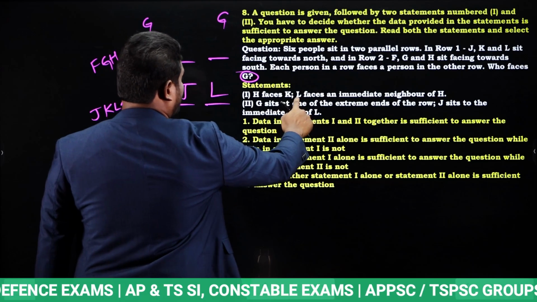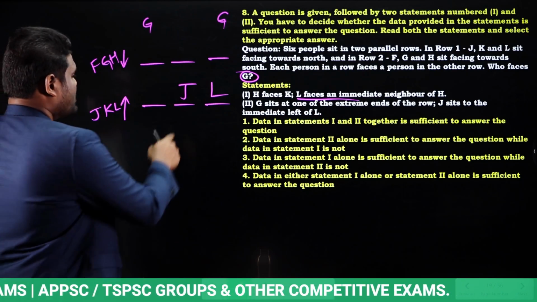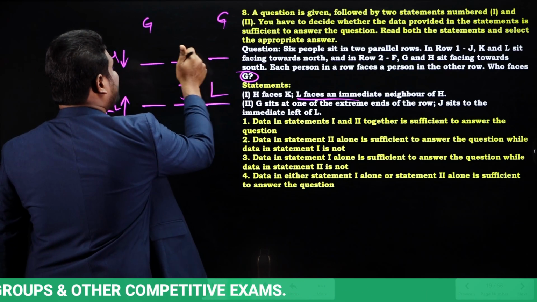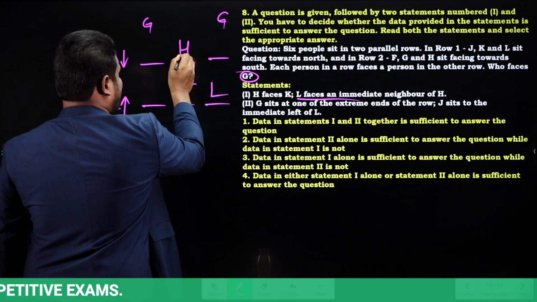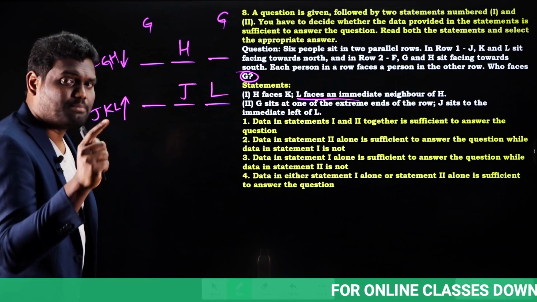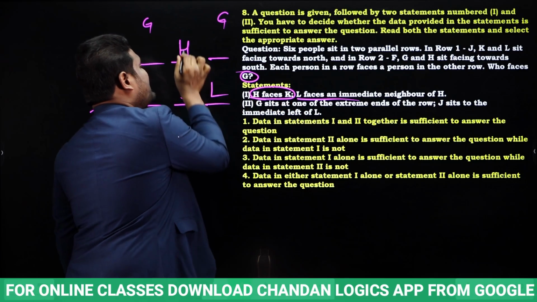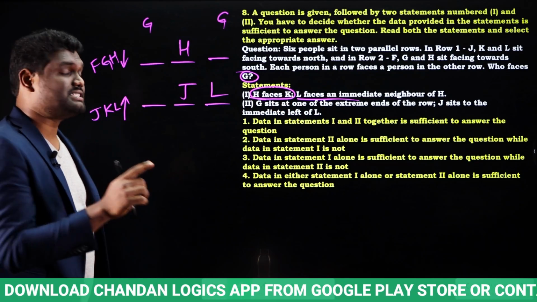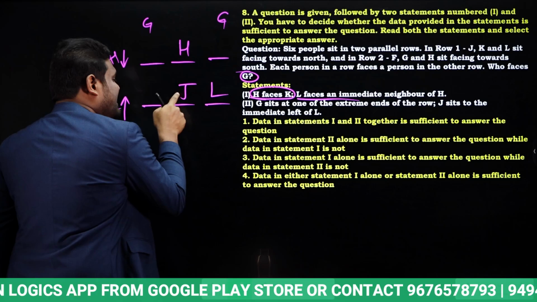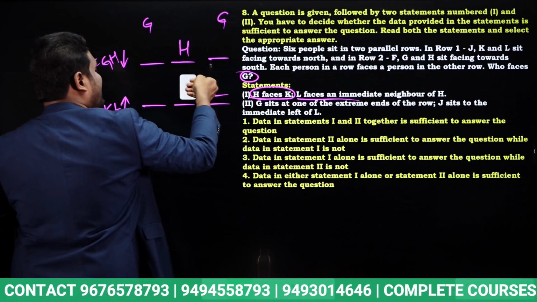Now question, look here. L faces an immediate neighbor of H. So L should face who? Immediate neighbor of H, which means this should be H. If this is H, L is going to face immediate neighbor of H. Yes. But observe here carefully. Question is saying H faces K, but here H is facing J, which means sitting L, sitting J here is a wrong possibility. So JL can't sit here.